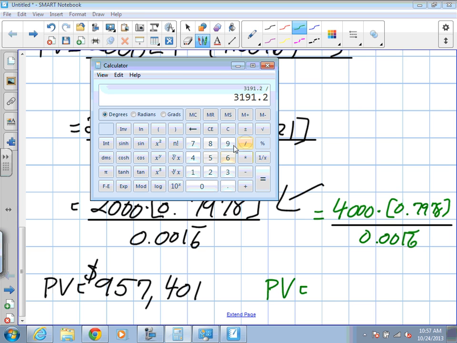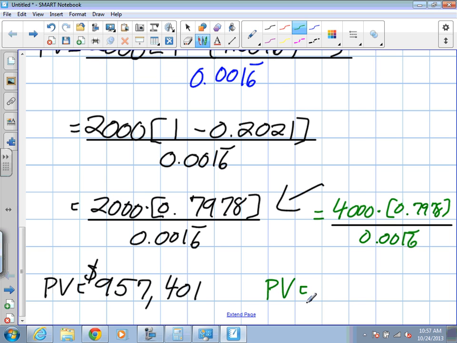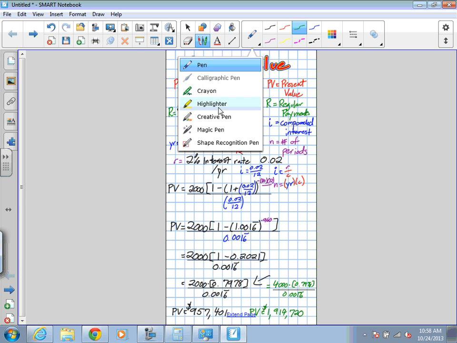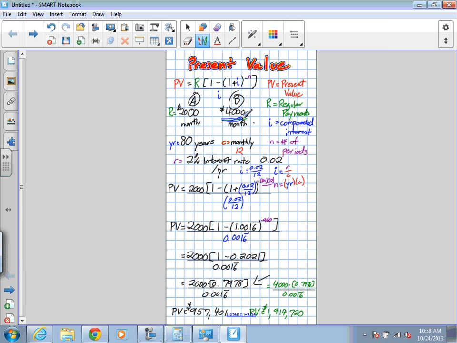0.0016 repeated. And in this case, we need 1,914,720. So in our second case, if we were to win $2 million, assuming we could get this bank account, we can live off $4,000 a month. That's a lot less than I thought we needed.